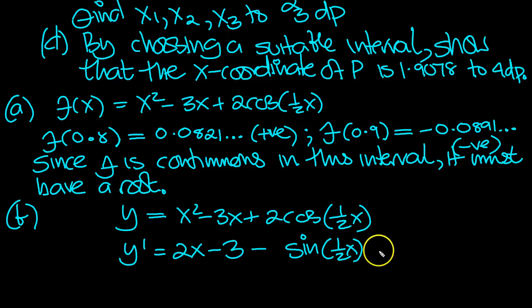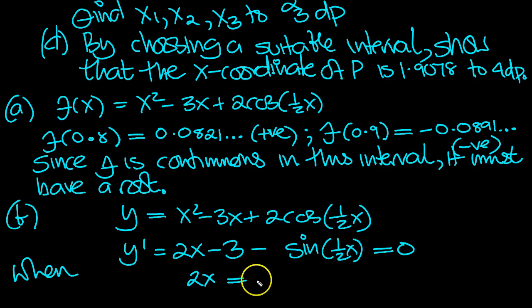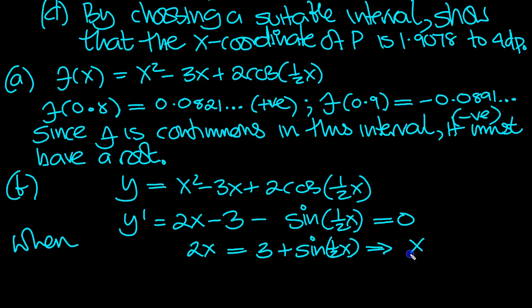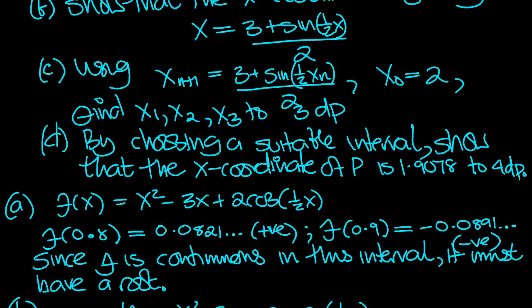Equals 0 then, when we'll leave the 2x as is, move the 3 over to be plus 3, move the sine over to be plus sine of a half x. And that tells us what x equals. It's simply 3 plus sine of half x, or x over 2, all over 2, and the 2 comes from times going down to divide. So that's what we've got. Okay, that's part B, which is what we wanted to show.